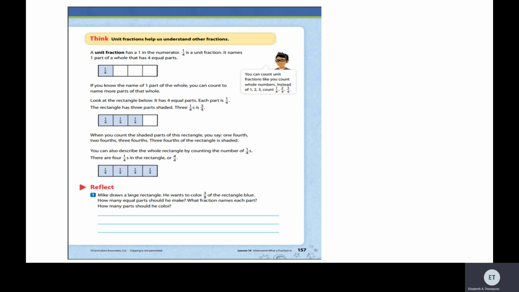What is the unit fraction for this rectangle? 1/8, because remember, a unit fraction is 1 part. Mike wanted to color 3/8 of the rectangle blue. So how many parts should he color? 3 parts. Great. I'm going to leave you to do the practice book independently.